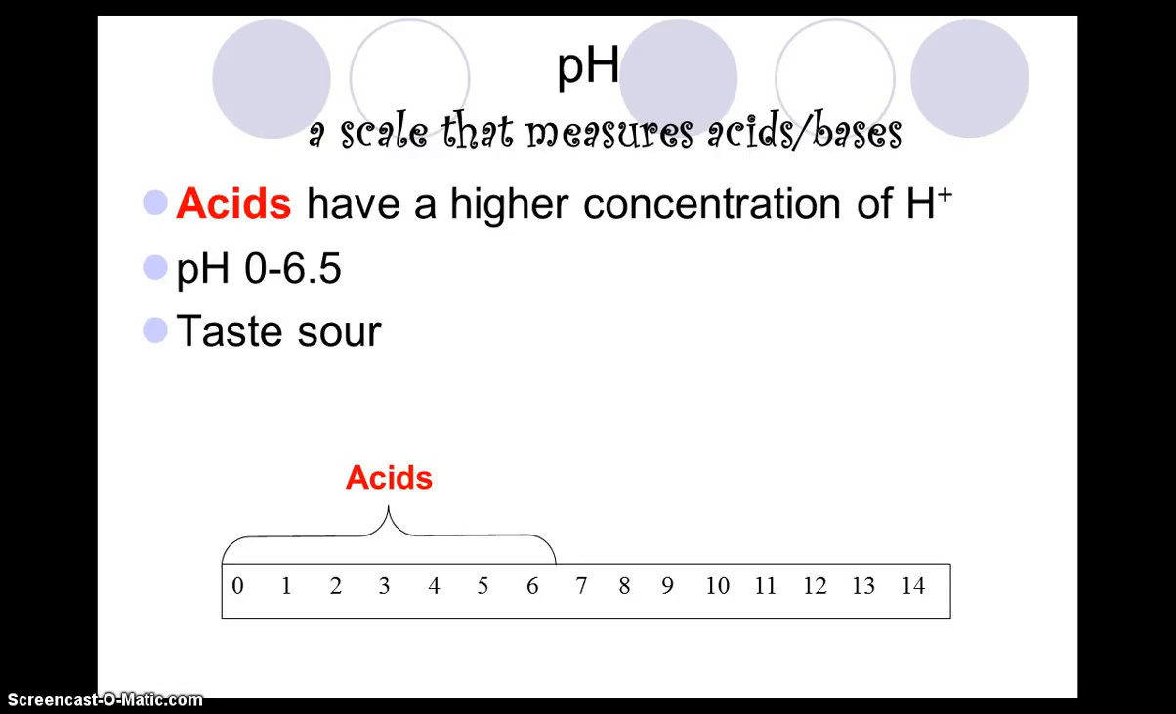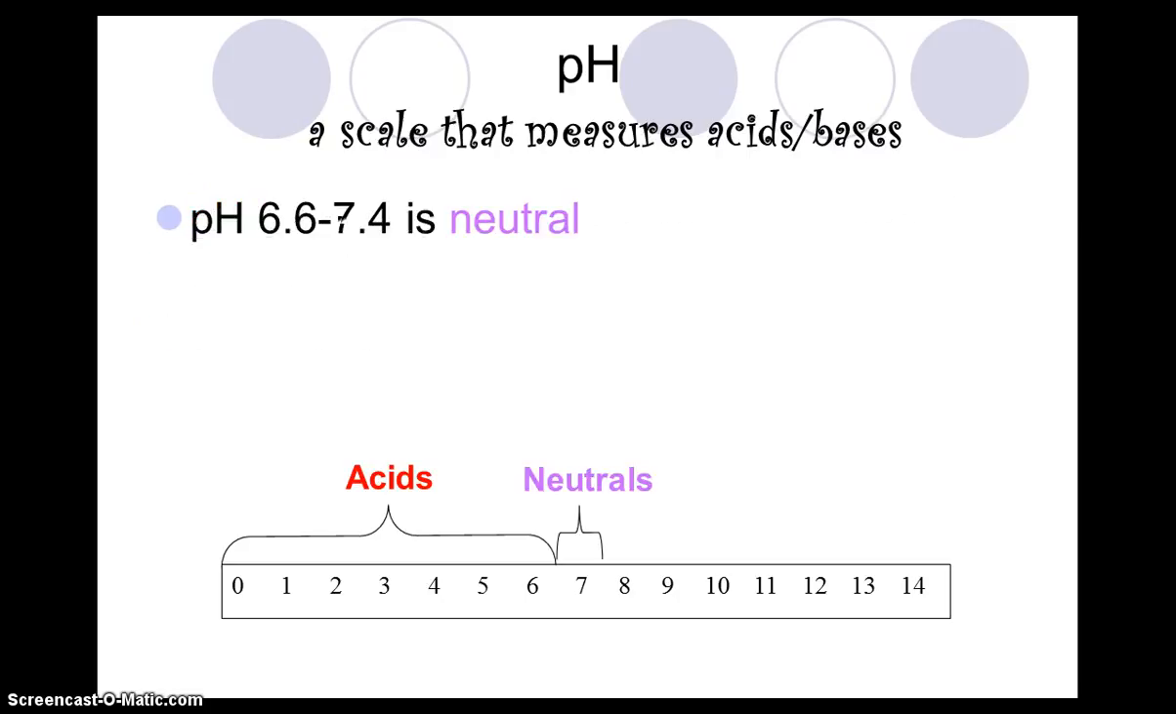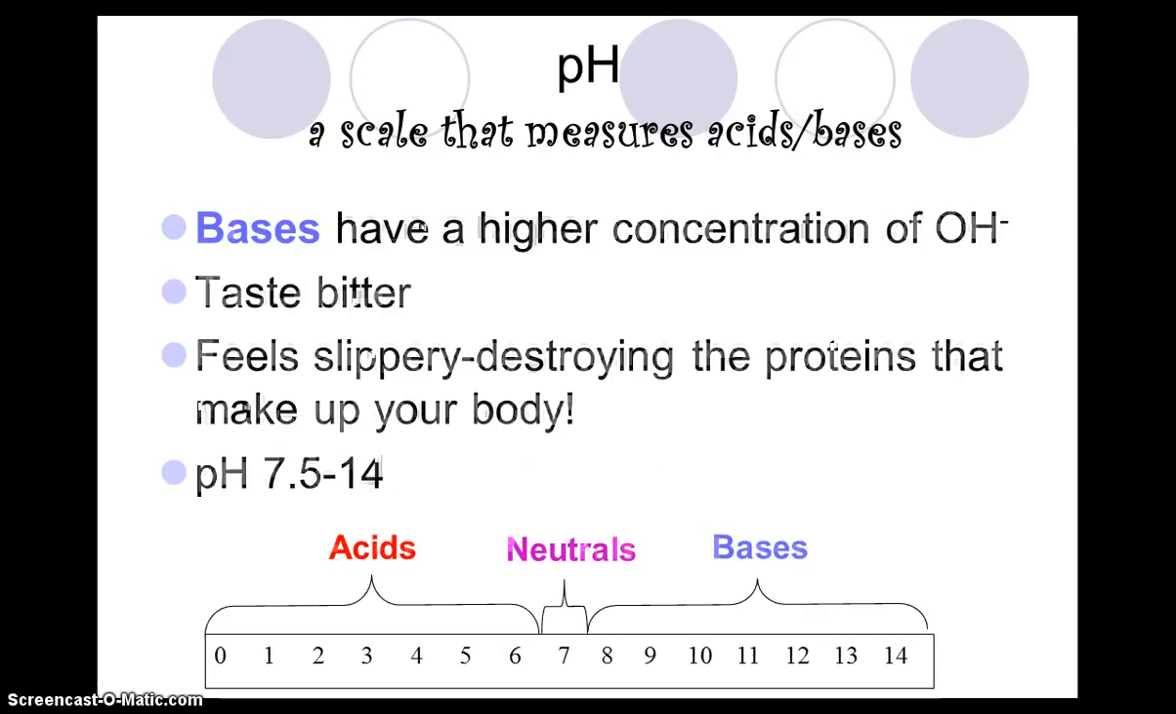Acids are usually between 0 and roughly 6.5, 6.7. We know something is going to be considered neutral, so it's not an acid, nor is it a base, if it falls between that 6.5 to 7.5. And then a base is going to be on the upper portion of that scale. So anything from roughly 8.5 to 14 is going to be considered a base.